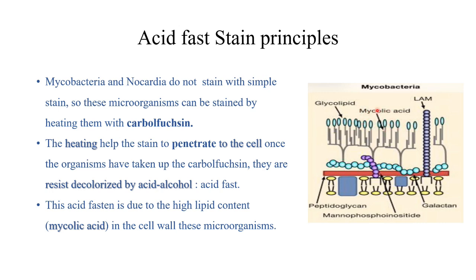Once it is stained with strong carbol fuchsin, the primary stain, it will resist decolorization with acid alcohol, that is sulfuric acid. That is why it is called acid-fast bacilli, and the main principle behind this acid fastness is the presence of mycolic acid in the bacterial cell wall.